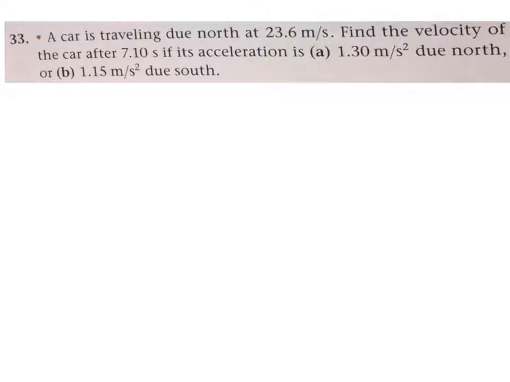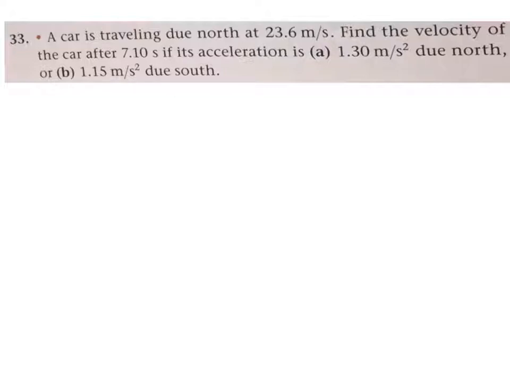Chapter 2, number 33. A car is traveling due north at 23.6 meters per second. Find the velocity of the car after 7.10 seconds if its acceleration is A, 1.3 meters per second squared due north, or B, 1.15 meters per second squared due south. So this is actually relatively straightforward.